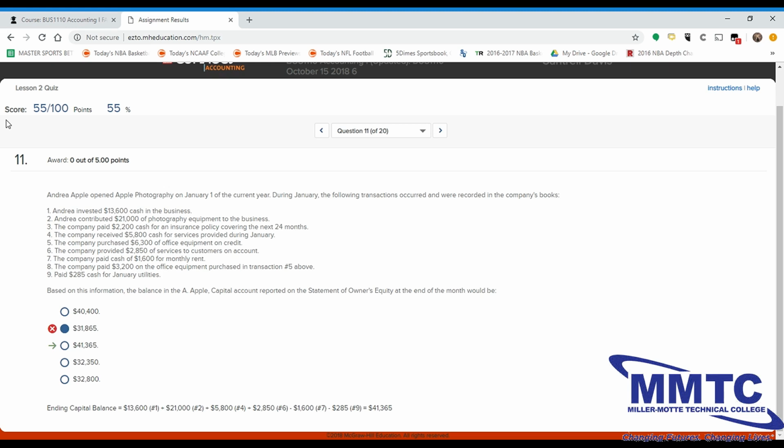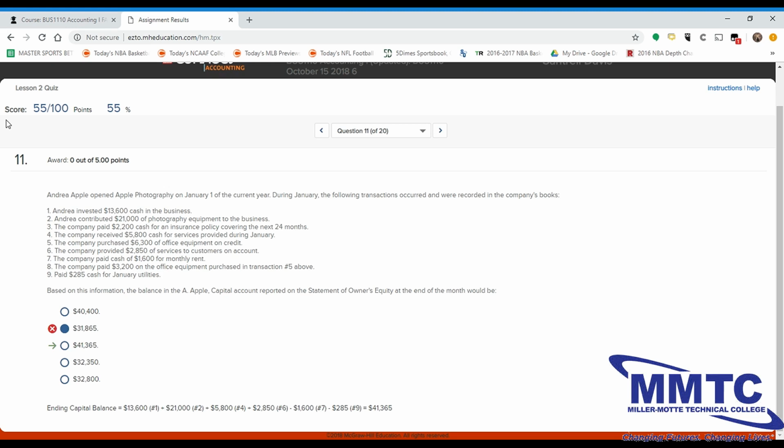Andrea invested $13,600 cash in the business, so we know we're going to add that, right? She invested $13,600. She contributed $21,000 in photography equipment. I was thinking that didn't go because it was cash, but because that's an asset, it's recorded into this formula. Okay, so 21,000 goes into it. So 13,600 plus 21,000. We received 5,800 in cash for services provided as revenue, right?